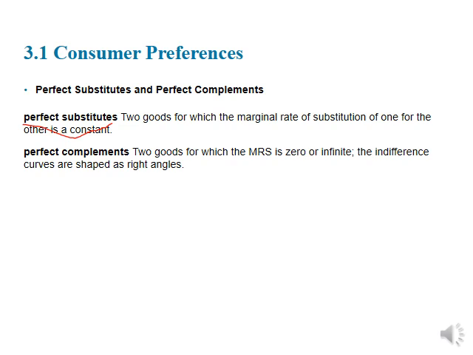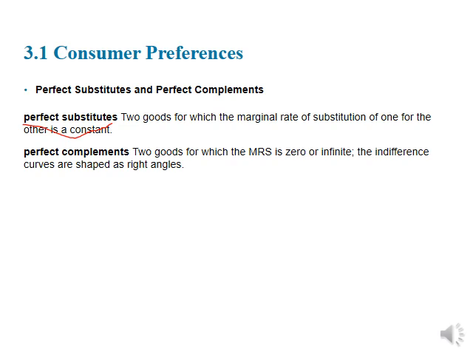Now, this doesn't mean it's always going to be 1. For instance, the marginal rate of substitution between Reese's Pieces and a Reese's Cup might always be 5-1. But if that rate of substitution is constant, they are perfect substitutes for one another.